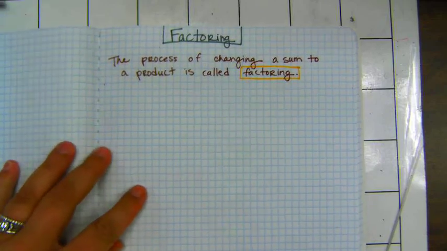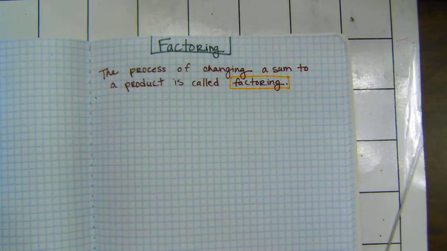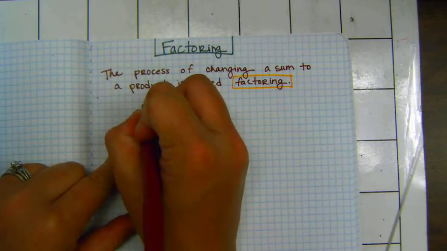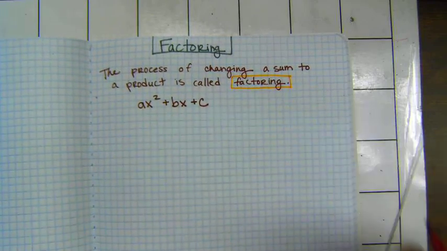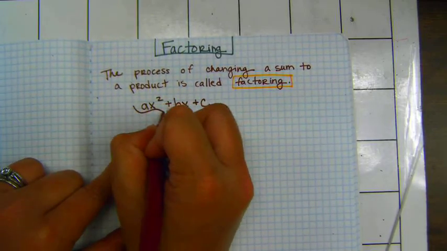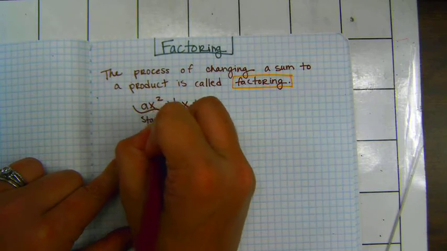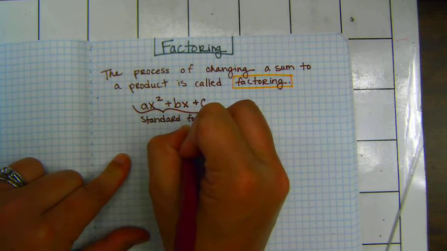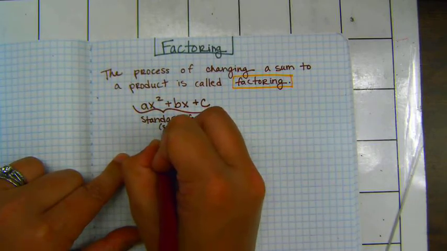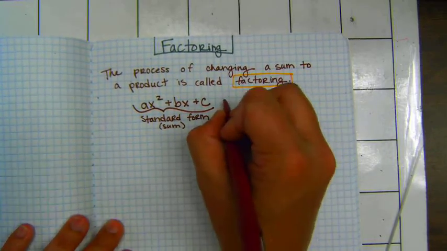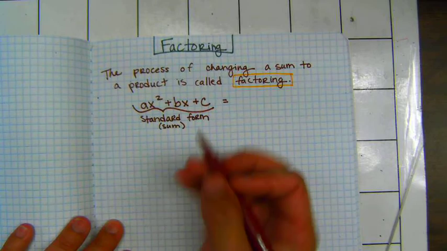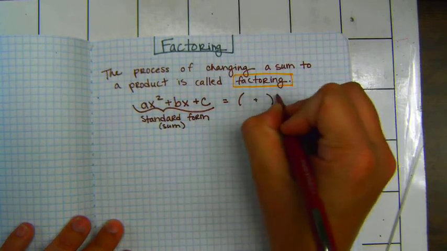So, we know the standard form of a quadratic, we've talked about this before, is ax squared plus bx plus c. Okay, we know that is the standard form. Well, that is a sum because we have plus signs. Factoring is changing this into a product, which would look like parentheses multiplying together with numbers inside there. That is called the factored form.